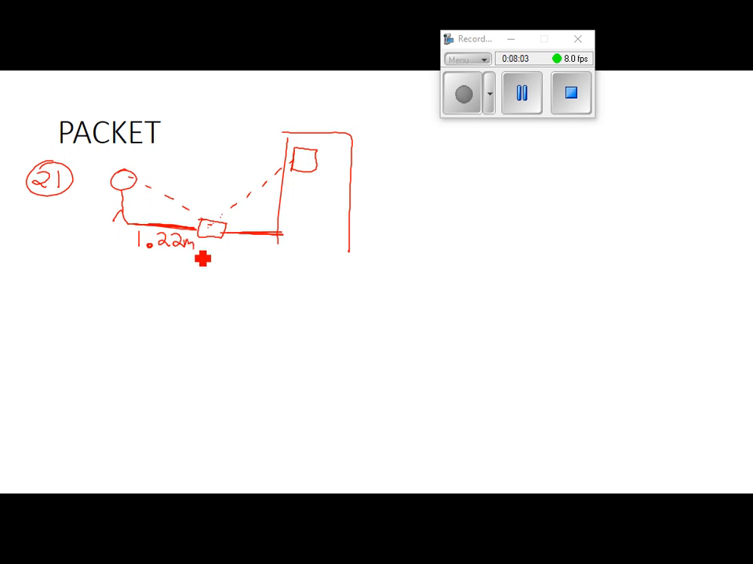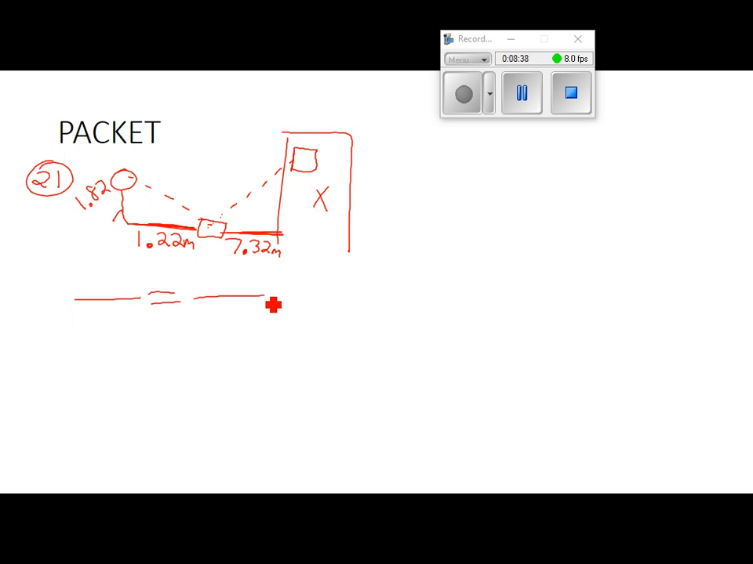7.32 meters from the base of the building. Now, is my picture drawn to scale? No. Does it matter? No. What else do they tell us? Sam's eye was 1.82 meters above the ground. That's over here, right? And what are we trying to find? How high up the window was. So that's X over there, right?